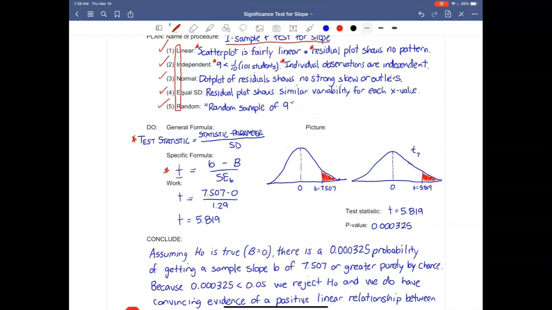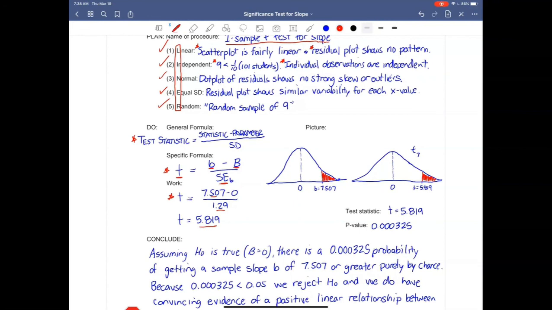Now we know that this is going to be a t-test statistic because in the last lesson for confidence intervals we used t-star. And our statistic here is our slope from our sample, and our parameter is the slope for the population. And then we're going to divide that by the standard deviation, which we are estimating using the standard error of b. So our calculation, if you look here, we just have to plug in our values, which we got from the computer output on the previous page. This is our b, this is our standard error of b, and that leads us to our t-test statistic.